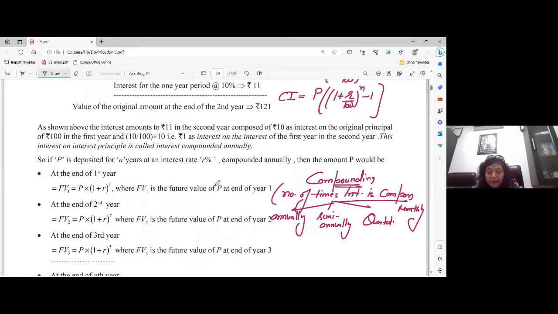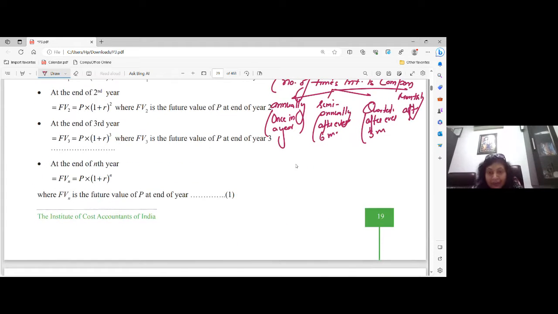Annually means once in a year. Semi-annually means after every 6 months. Quarterly means after every 3 months. And monthly means after every month. So there is a slight change in the formula. We take the value of K depending upon the compounding. If compounding is annually, K is equal to 1. If semi-annually, K is equal to 2. If quarterly, K is equal to 4. And monthly, K is equal to 12.